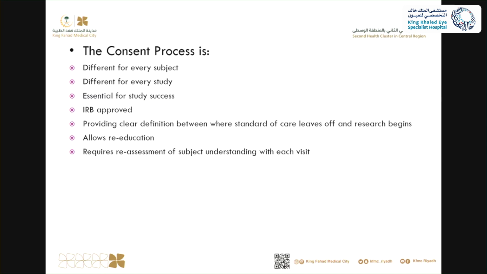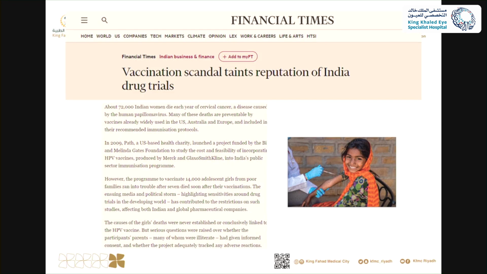The consent process is different for every subject. So each subject is different. He might have a different history, different age, different medications he's taking, different social history. So you need to really make sure that he understands and absorbs it. It is different for every study, essential for study success and IRB approval, providing a clear definition between where standard of care leaves off and research begins, and it allows re-educating yourself and the subject, and requires reassessment of the subject's understanding at each visit. Do you understand what you're going through? Do you understand that it's only fair to be honest and open?